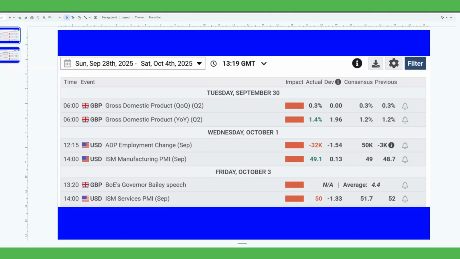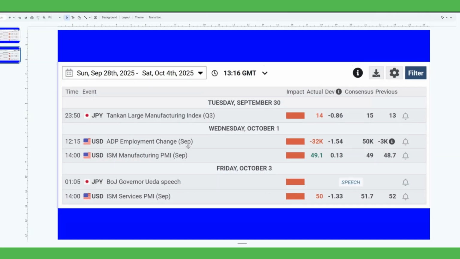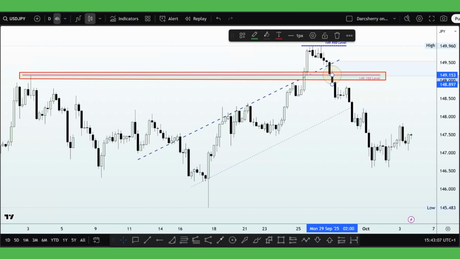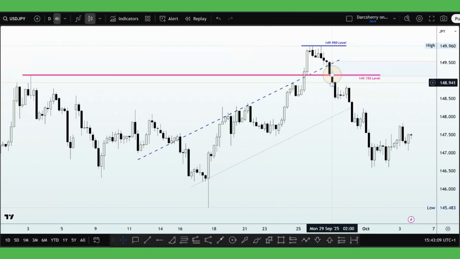Even though the Tankan survey from the Japanese economic docket and the unemployment numbers pointed to a soft economy, safe haven demand, and of course the Bank of Japan governor's cautious tone and political uncertainty from the LDP election gave the yen extra backing. And by midweek, we began to notice the dollar rebound, right?